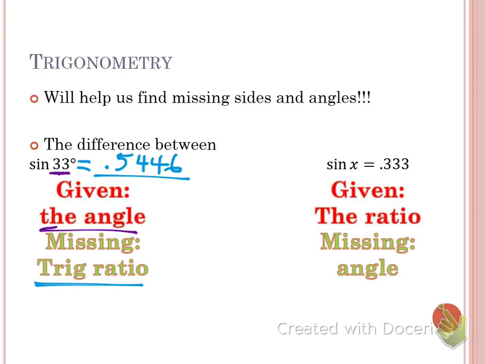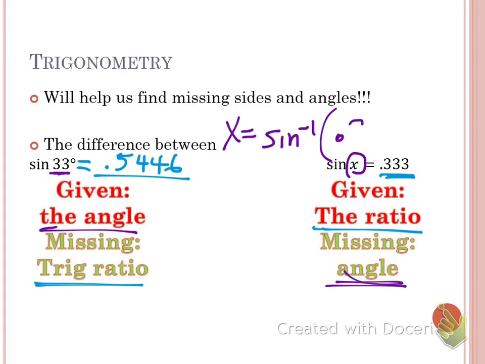Whereas here, we are missing an angle, and it's x, and you are given the trig ratio. So you're finding an angle. So how do you find an angle in your calculator? Yeah, that shift button. So the measure of the angle equals shift sine of 0.333. We can round to the tenth because this is an angle. What is it? 19.5 degrees.